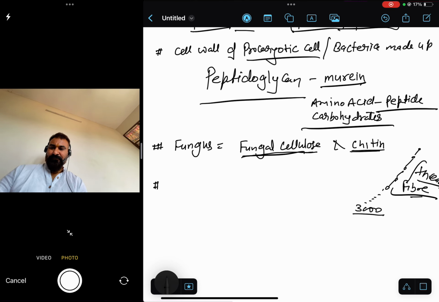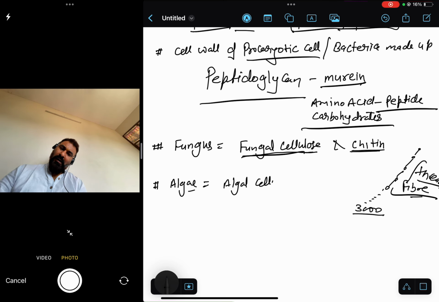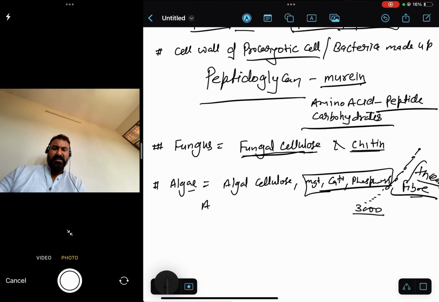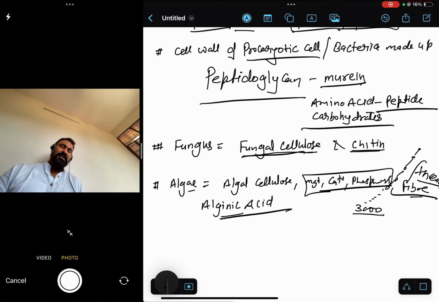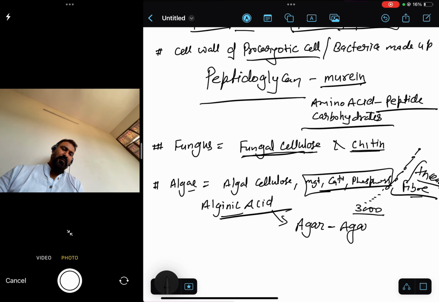Similarly, the cell wall of algae is made up of algal cellulose, some amount of magnesium, some calcium, and some phosphorus in some, and the most important thing is alginic acid, which is later used to produce agar.